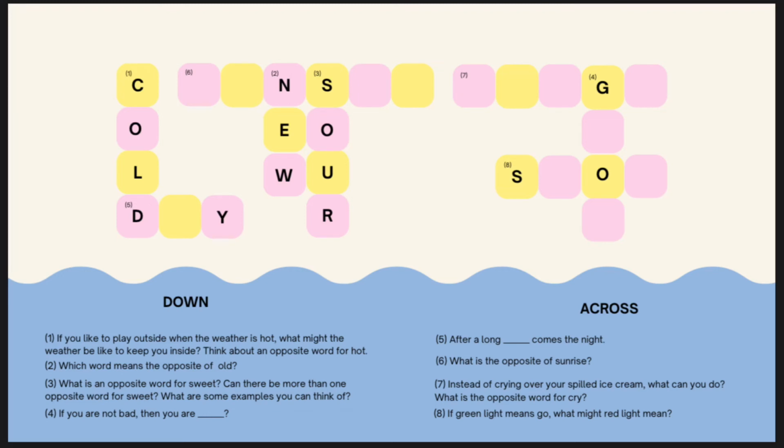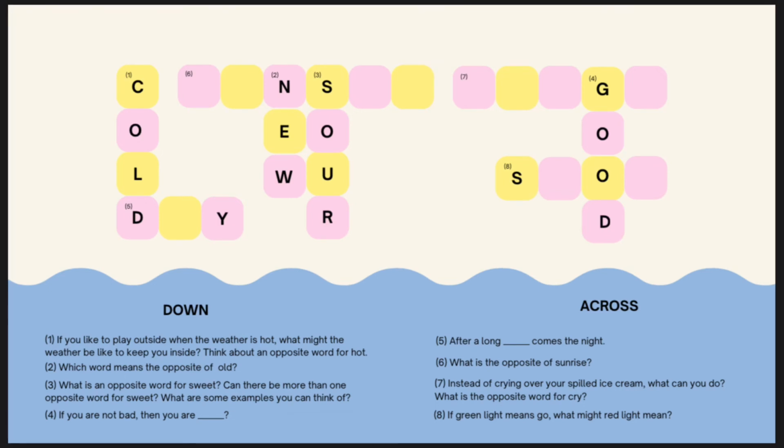Last question for the down words. If you are not bad, then you are... Can you think of the opposite of bad? Another clue shows that the word also has 4 letters. This one starts with G. Exactly. If you are not bad, then you are good. Bad and good are opposites. Good job, guys. Let's keep going to number 5, or the first clue of the across words.